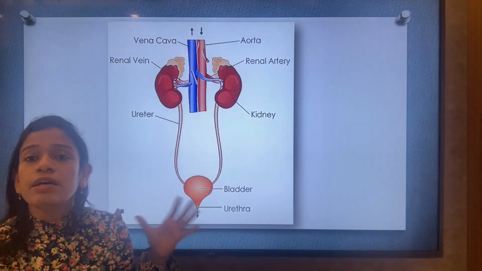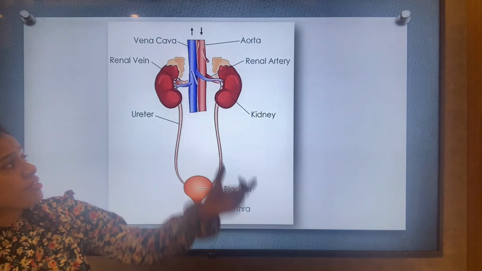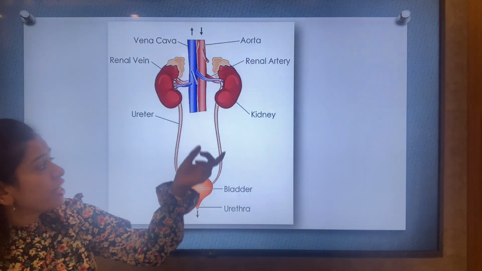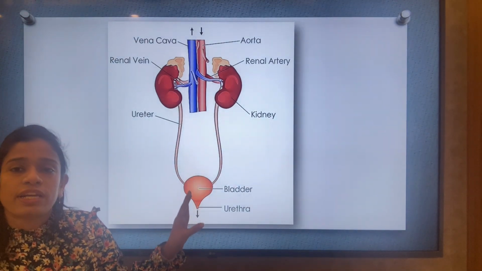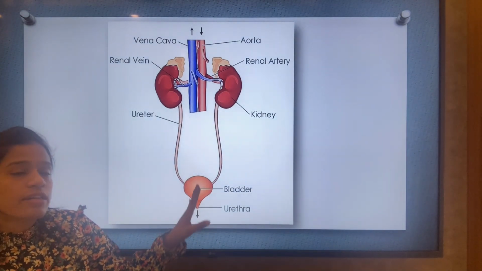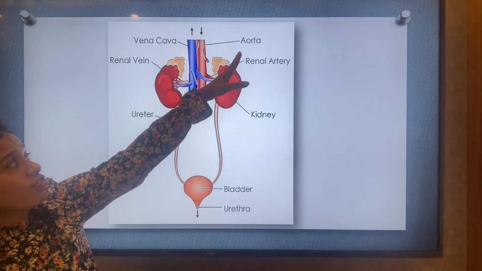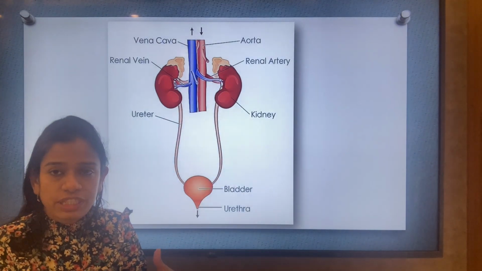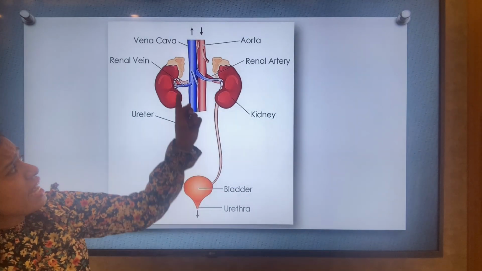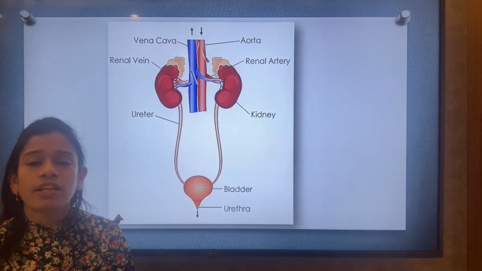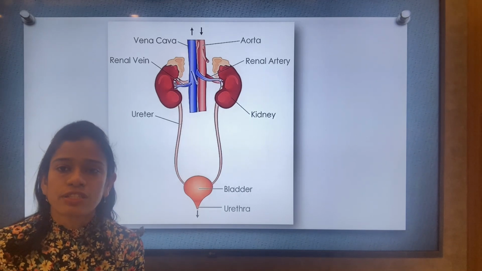Now this is the mode of urine excretion in human beings, consisting of a pair of kidneys which are connected by a pair of ureters which connect into the bladder. The bladder has the urethra from where the urine is given out, and there is the aorta carrying the oxygenated blood and the vena cava carrying the deoxygenated blood. This is the renal vein and this is the renal artery. The renal vein carries the deoxygenated blood, whereas the renal artery carries the oxygenated blood.